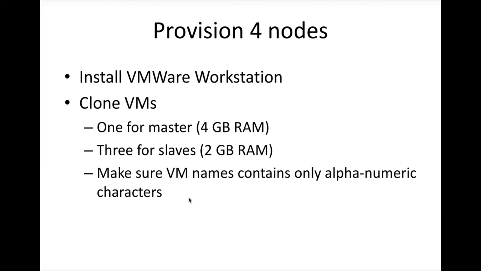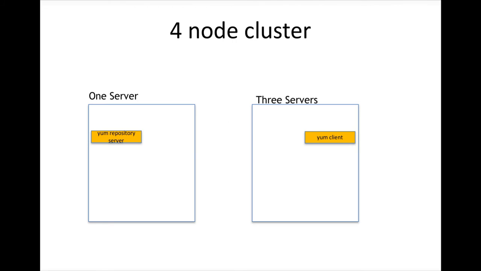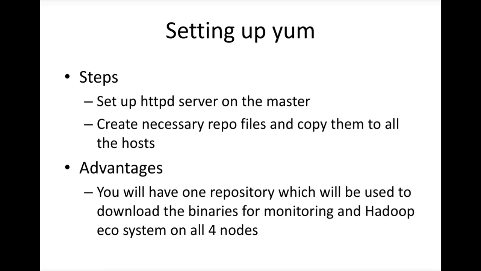Make sure VM names contain only alphanumeric characters. If you have hyphens or anything, it can cause some issues, so don't add any hyphens or anything in the names of the VMs. And then we have to set up the yum repository server on the first one, node 01 in our case, and we have to configure the yum client on each of the other slave nodes.